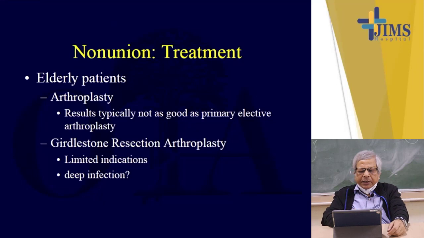So non-union treatment in elderly patients is replacement arthroplasty, but results are typically not as good as primary elective arthroplasty because it's always a bit difficult to do a revision operation. The results are not so good. Maybe Girdlestone resection arthroplasty, which was the choice even 50, 60 years back when artificial joints of this quality were not available. These are available since the 1960s.